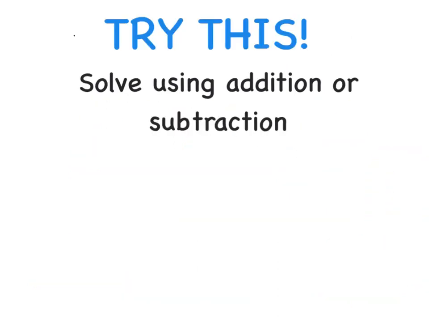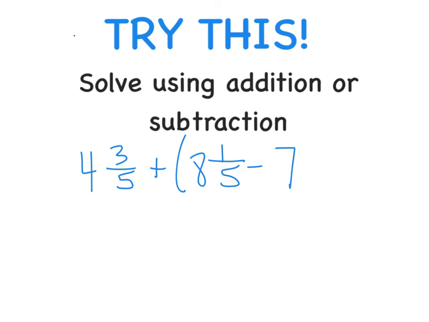I want you to go ahead and try this problem on your own. Take it step by step. So the first thing that you're going to need to do is find a common denominator for all 3 of the denominators. And then you'll need to solve the problem inside the parentheses and add that answer onto 4 3/5. Make sure you take your time, slow down, and show your work. Good luck!